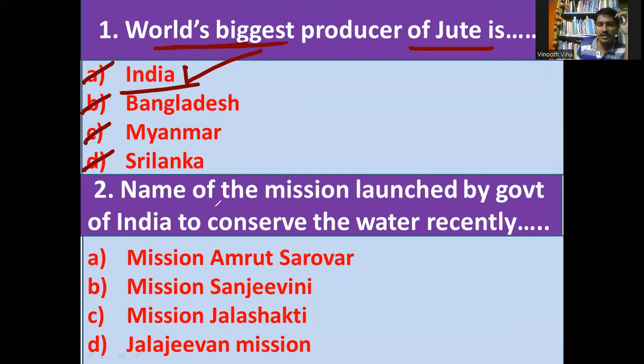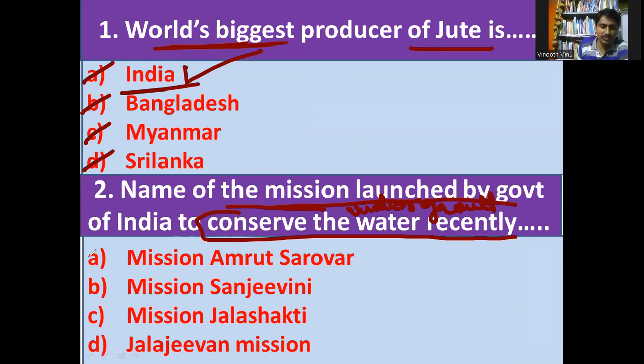Coming to the next question, name of the mission launched by Government of India to conserve water recently. Importantly, underground water. Okay. What is the mission launched by Government of India? Option A, Mission Amrit Sarovar. Option B, Mission Sanjeevani. Option C, Mission Jal Shakti. Option D, Jala Jeevana Mission. What is the launched program? Recently, the Government of India took part. That is Mission Amrit Sarovar.